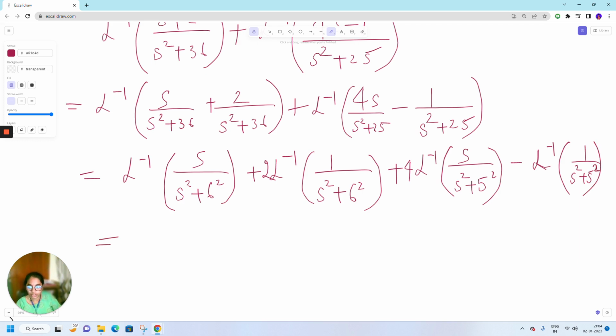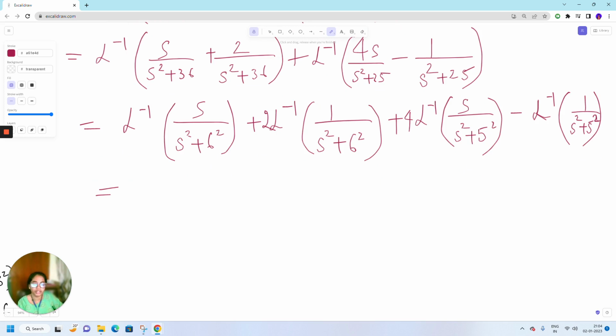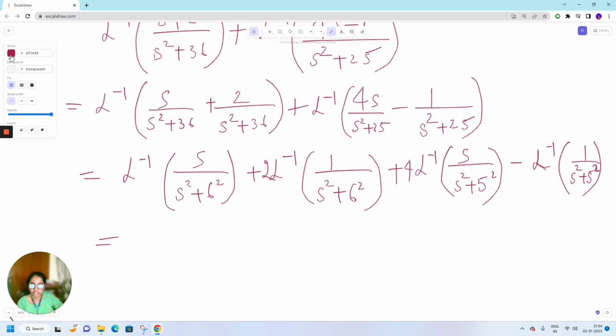Now, what is Laplace inverse of s divided by s square plus a square? Let me write on the formulas. Laplace inverse of s divided by s square plus a square is equal to cos at. Laplace inverse of 1 divided by s square plus a square is what? Sin at. We use these two formulas over here clearly.